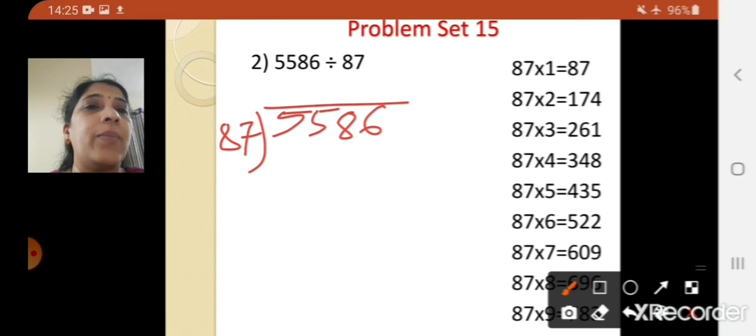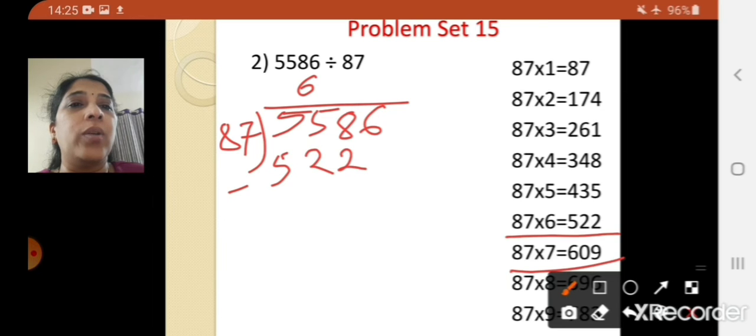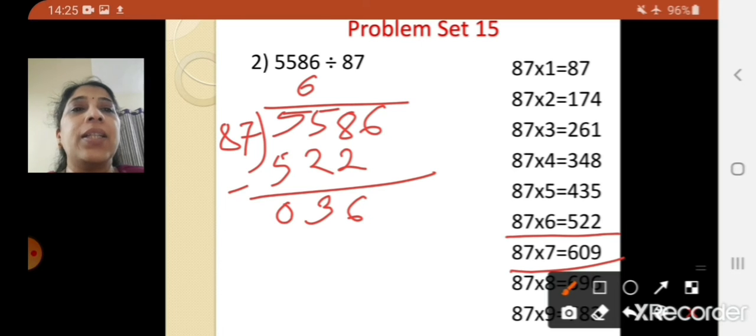It is not there, but 87 7s is 609, which is a bigger number, and 87 6s is 522, which is a smaller number. So what we'll do, we'll write 87 6s 522, right? So 8 minus 2 is 6, 5 minus 2 is 3, and 5 minus 5 is 0. Now we'll take the next digit, that is 6, down, right? So now 366.